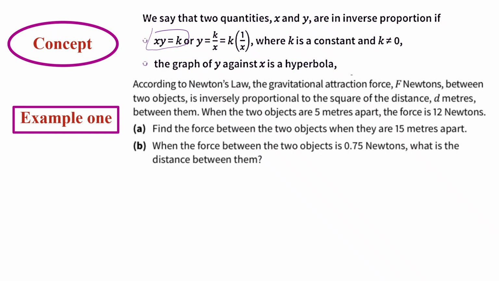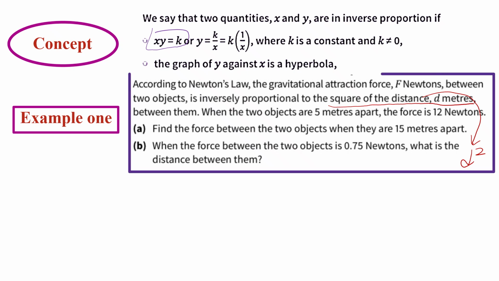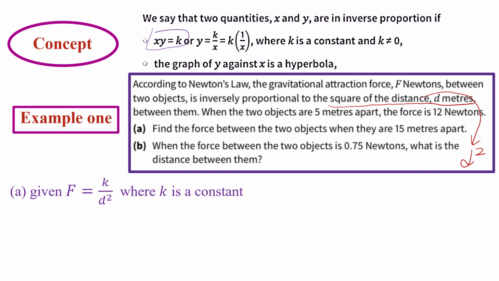So this is what you need to understand: the square of the distance. We're going to let the distance be d. So what does the square of the distance mean? It means d squared. So it means that F is equal to k over d squared. K is a constant. Usually you'll be given some values for d and F to find your k.